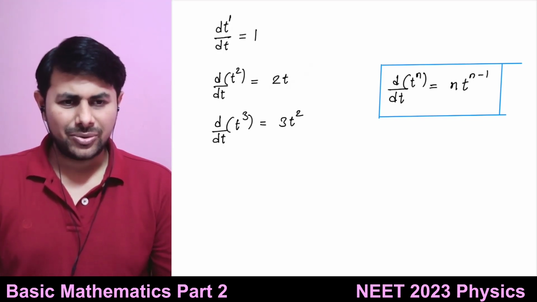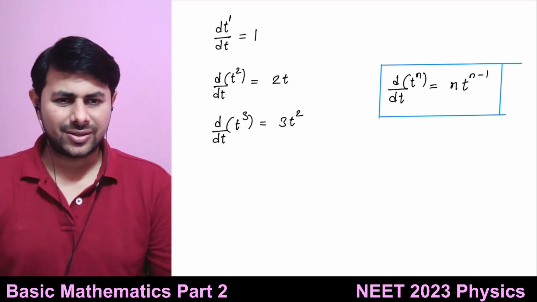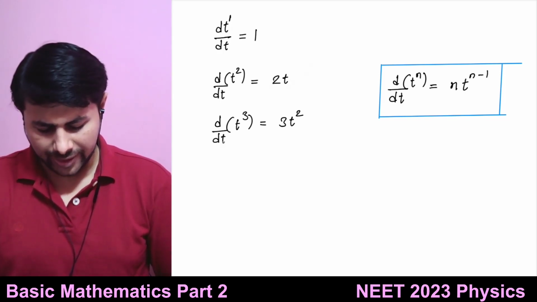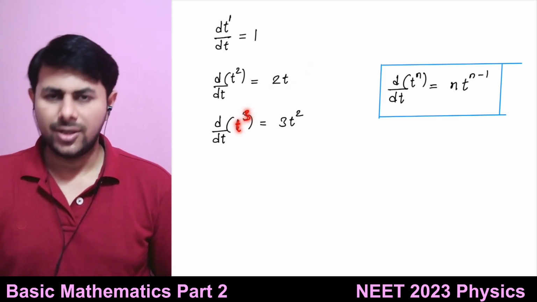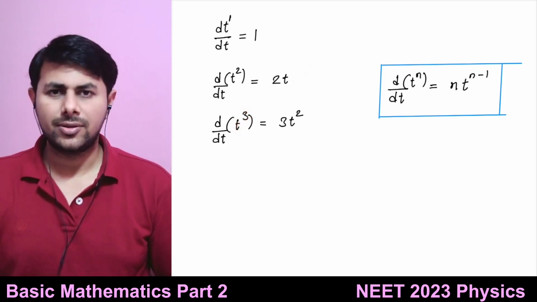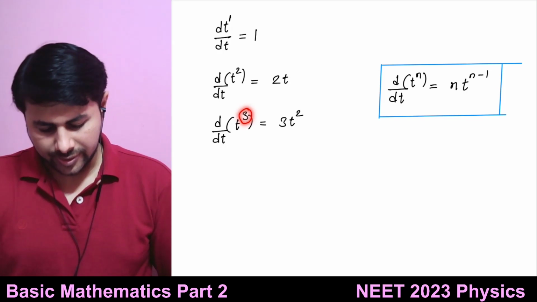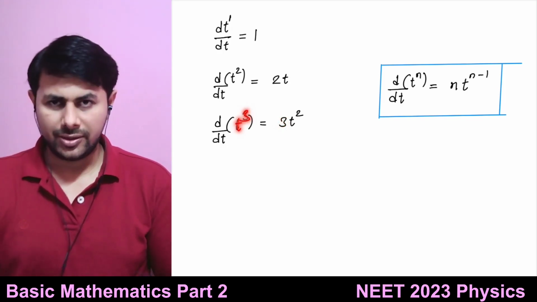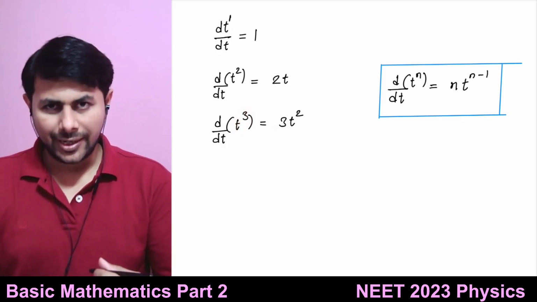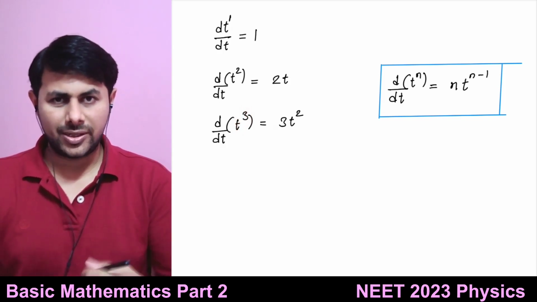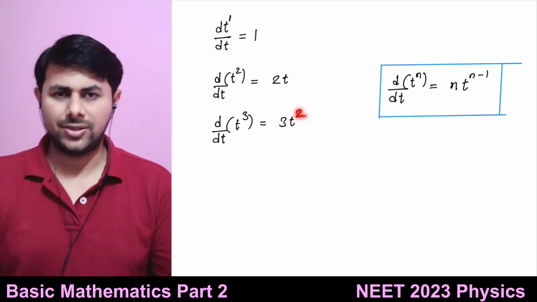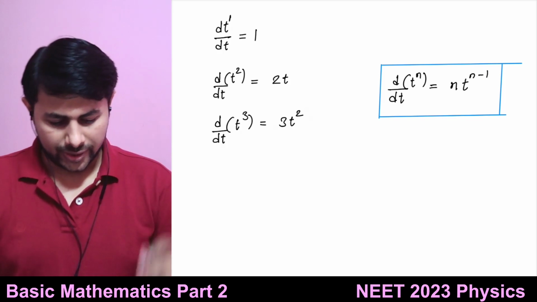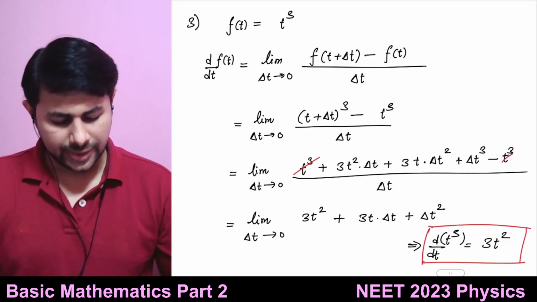How come 60? It will be 3t square. We'll go back, but before that, d by dt of t cube: this 3 will come as a coefficient, and the power of t, which is 3, gets reduced. From n, it becomes n minus 1. So from 3, it becomes 3 minus 1, which is 2. So 3t square. All right, so let's go back.